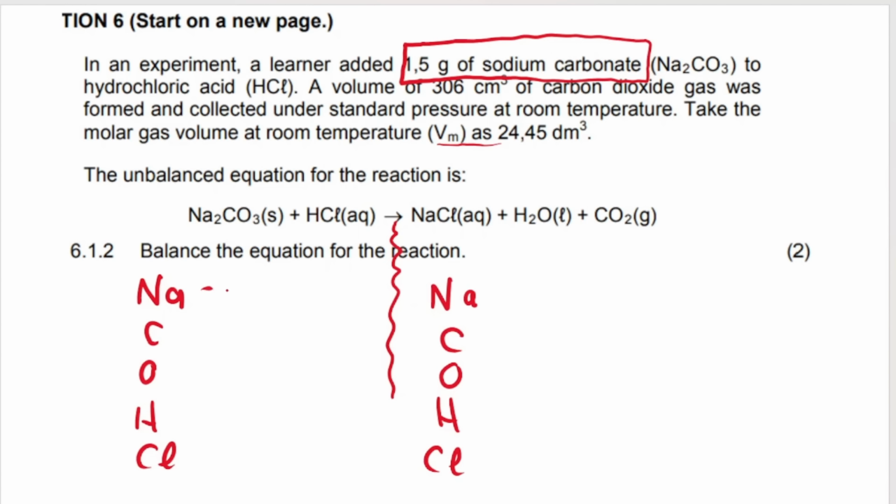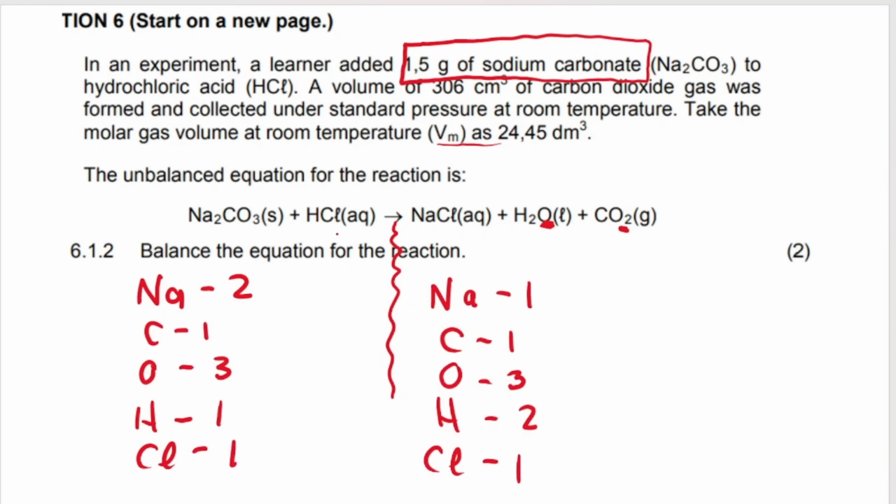So you can see on the left-hand side, you have 2 atoms of sodium, 1 atom of sodium on the right-hand side. Carbon, we have 1 on the left-hand side, 1 on the right-hand side. Oxygen, we have 3 on the left-hand side, 3 as well on the right-hand side. There's an extra 1 over there, plus these 2, that's 3. Hydrogen, we have 1 on the left-hand side and we have 2 on the right-hand side. Chlorine, we have 1 on the left-hand side, 1 on the right-hand side.